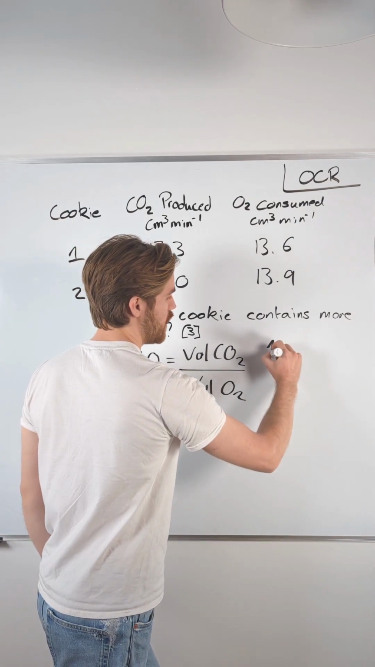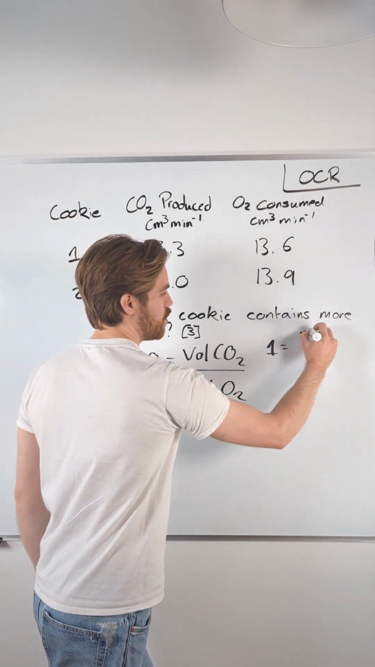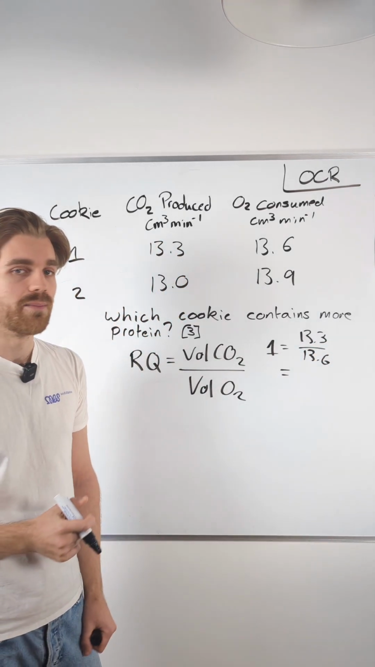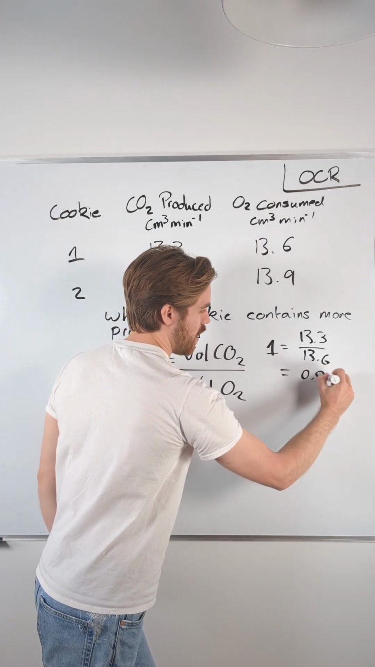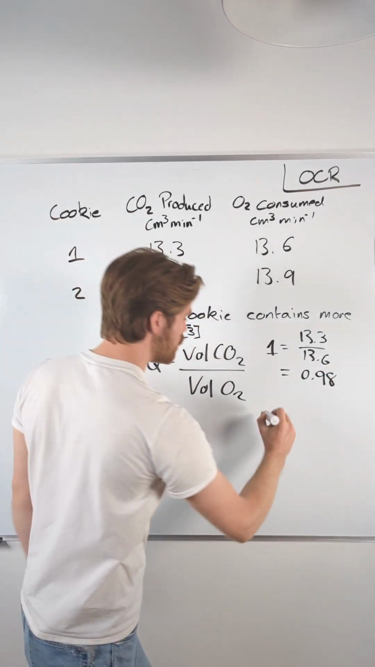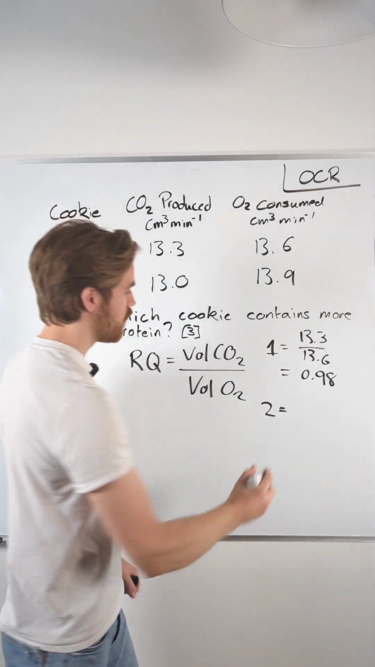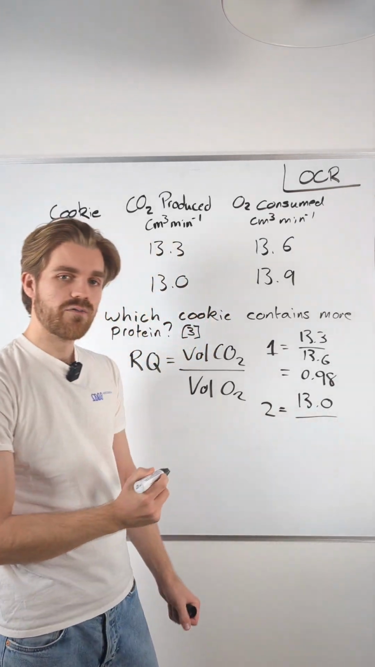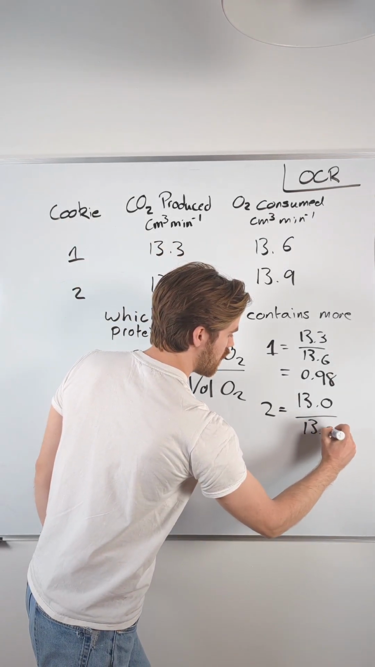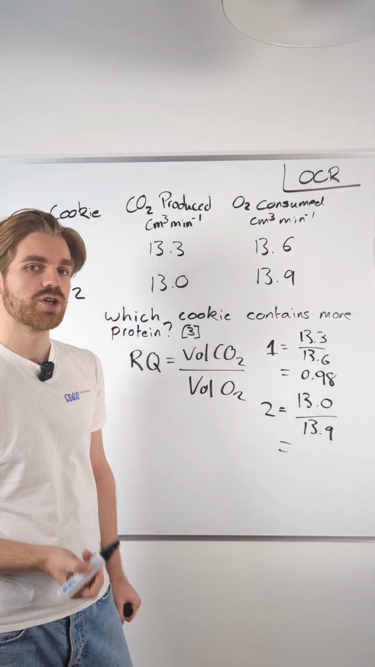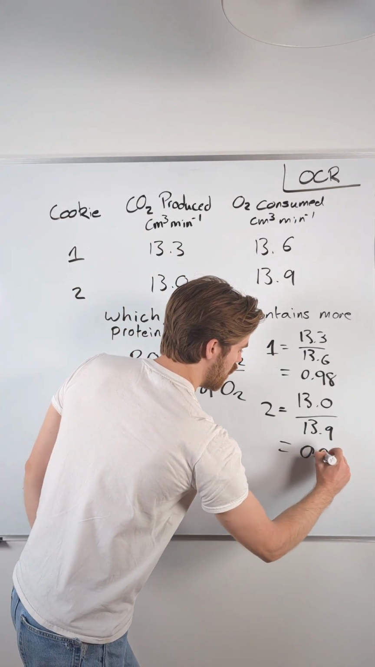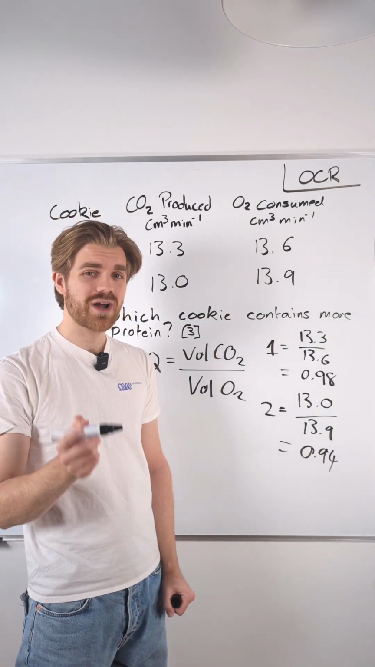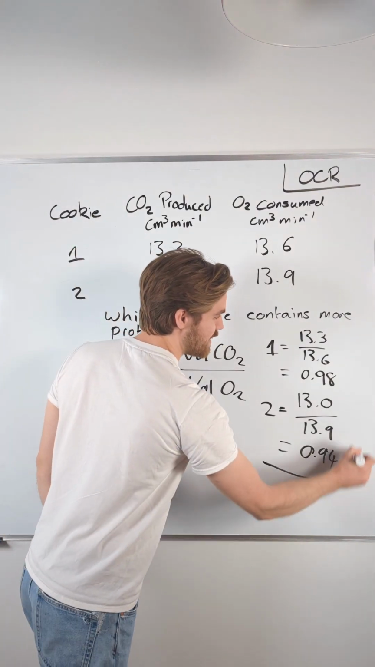Starting with cookie number 1, we're going to have 13.3 over 13.6, and our respiratory quotient for cookie number 1 is 0.98. For cookie number 2, we're going to take our volume of carbon dioxide produced over our volume of oxygen consumed, and our respiratory quotient for cookie number 2 is 0.94. This question is worth 3 marks, and you are going to get one of your marks for calculating that respiratory quotient.